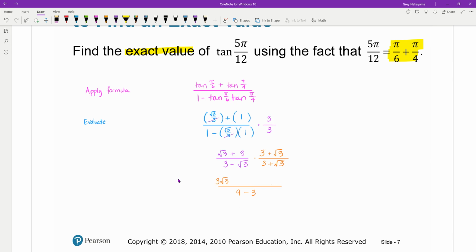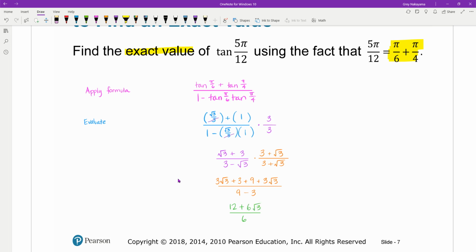So first term's 3 square roots of 3. Outside term gives me plus 3. Inside, plus 9. Last, plus 3 square roots of 3. And when I simplify that bottom, I get 6. 9 plus 3 is 12. Plus 6 square roots of 3.